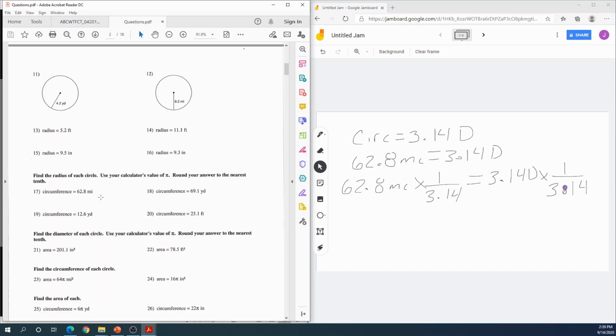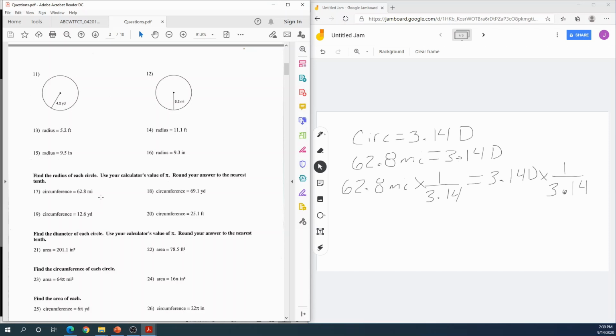So I went ahead and wrote this out. We could do this really quickly with our calculators, but I wanted to show you guys this math process again. So I'm dividing both sides by 3.14. So 62.8 miles divided by 3.14. I'm showing it as times 1 over 3.14.